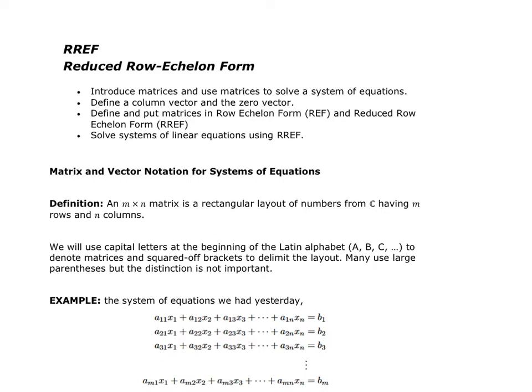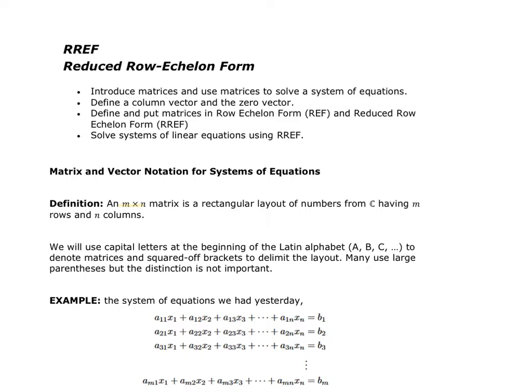So first of all, let's explain what a matrix is. A matrix, that is an M by N matrix, is a rectangular layout of numbers from C. These numbers are from the complex numbers, but remember we talked about this yesterday, that when we're talking about the complex, we're mostly in this class in real numbers, and in particular we are in integers. Having M rows and N columns.